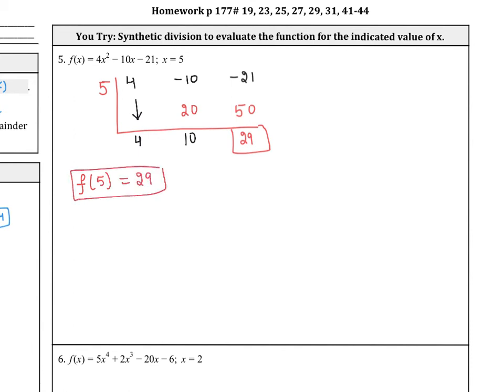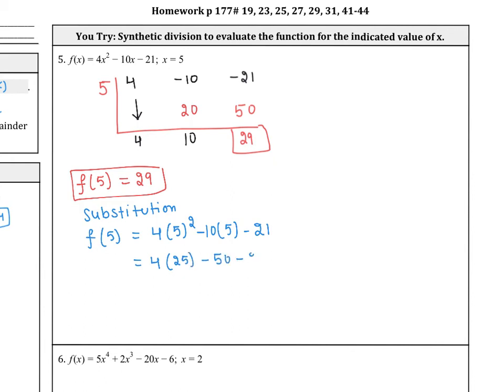Now we can use the substitution method. Here I'm going to use substitution to see whether we get f of 5 equals 29. So 4 times 5 squared minus 10 times 5 minus 21. So that's going to be 4 times 25 minus 50 minus 21. So that's 100 minus 50 minus 21. 100 minus 50 is 50. 50 minus 21 is 29.